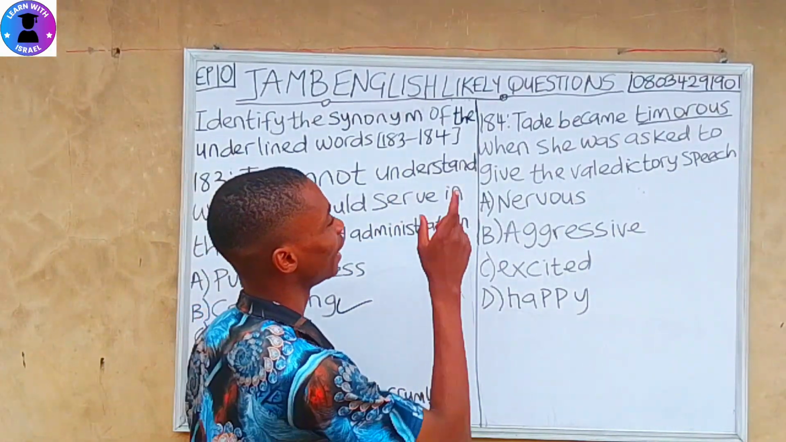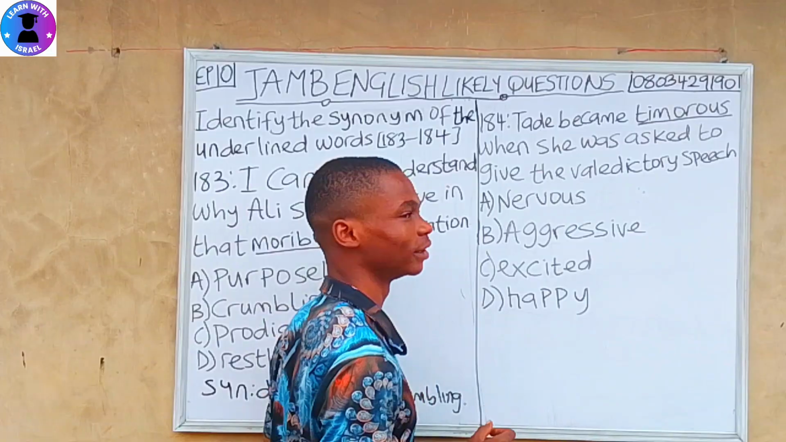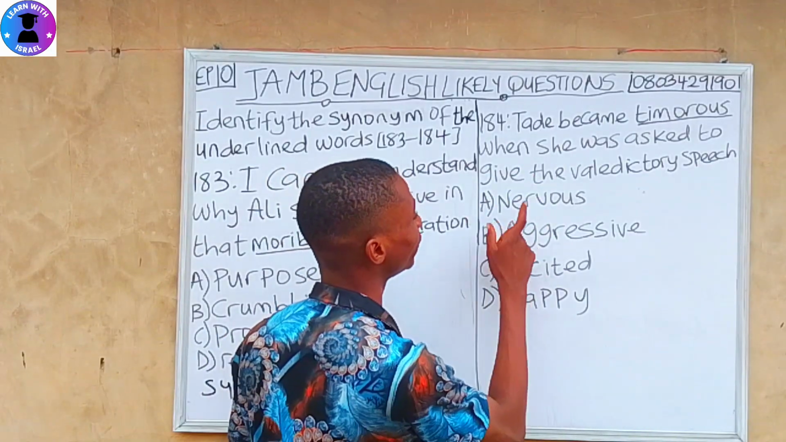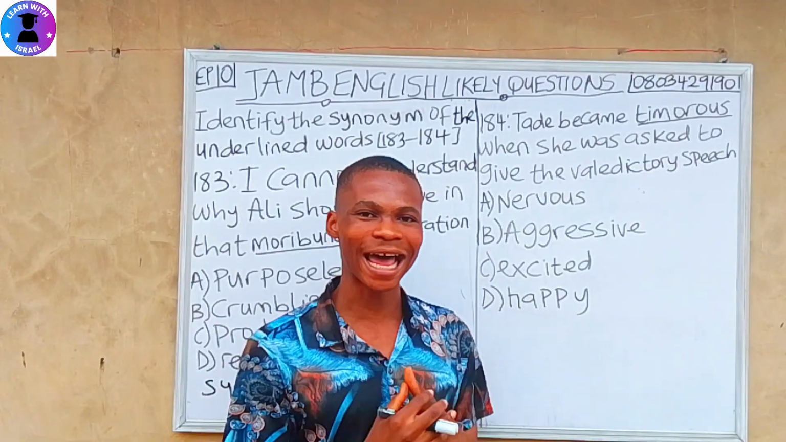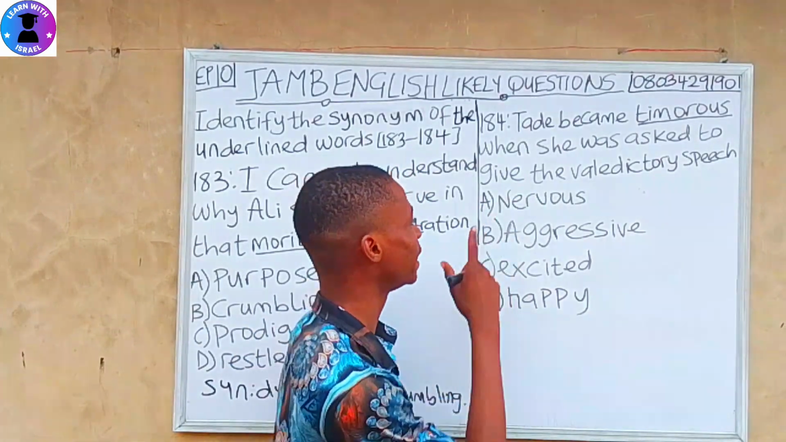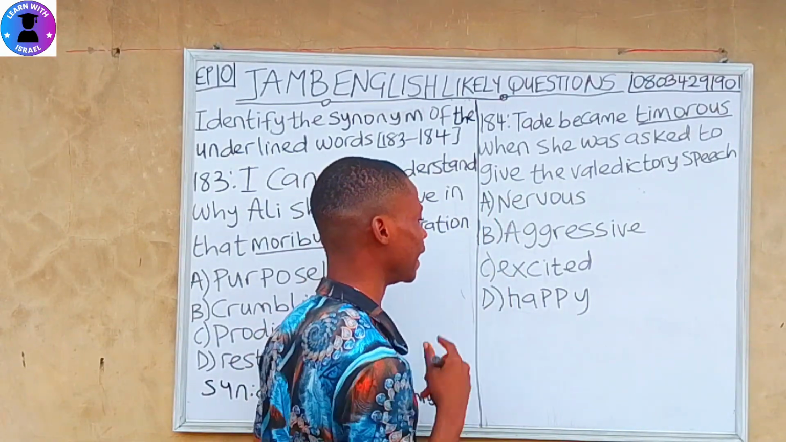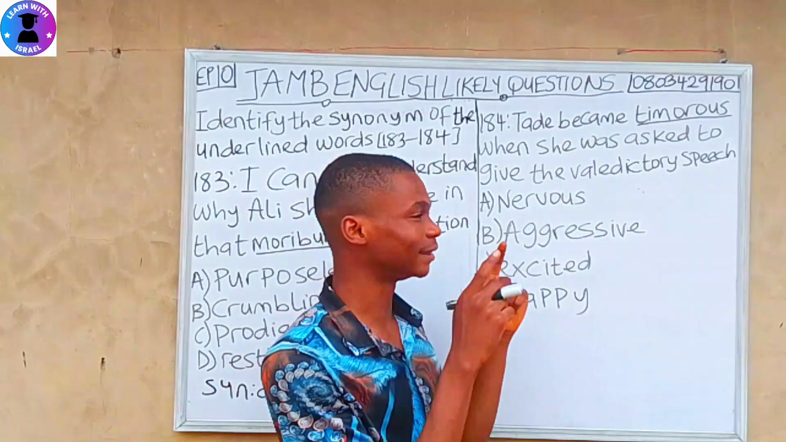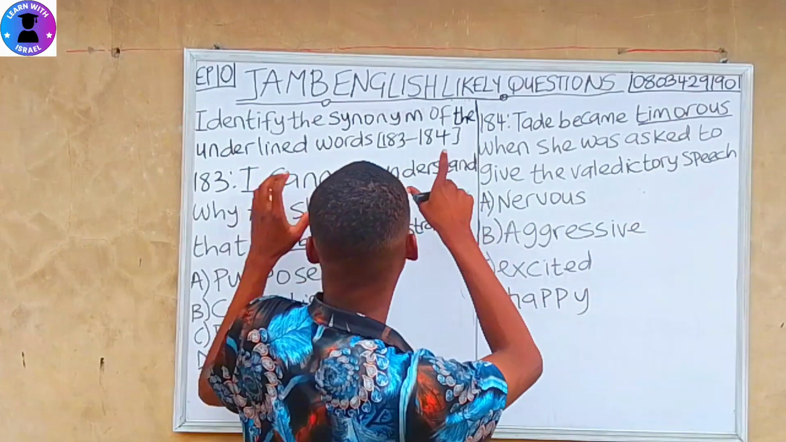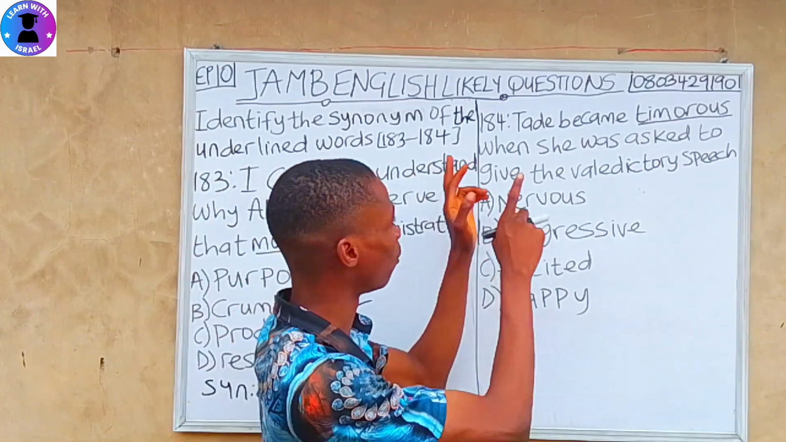Question 184. Tade became timorous when she was asked to give the valedictory speech. A, nervous, B, aggressive, C, excited, D, happy. So what's the synonym to timorous? So I have to find the synonym for question 183 and 184.